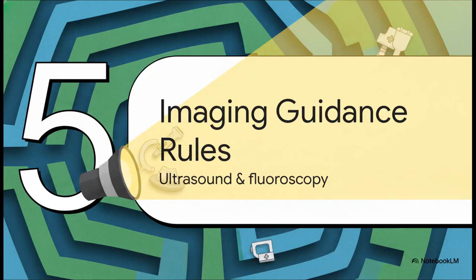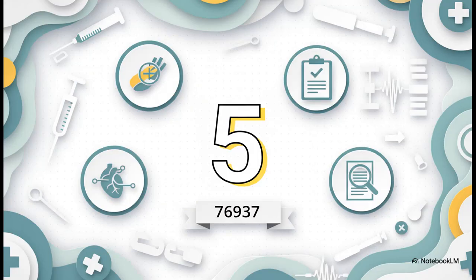Finally, we've made it to Section 5, Imaging Guidance Requirements. Think of this section as the flashlight you absolutely need to see your way out of the maze. We are talking specifically about the strict add-on codes for ultrasound and fluoroscopy. And I really want to slow down here for a second, because this number is incredibly important.